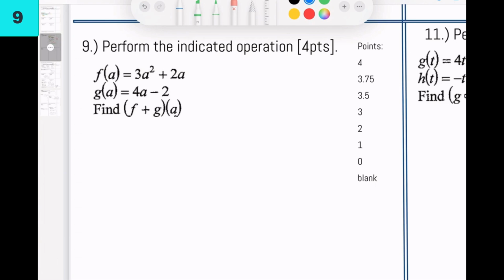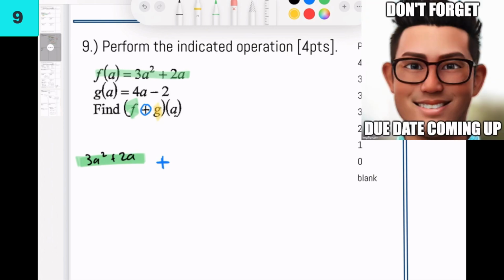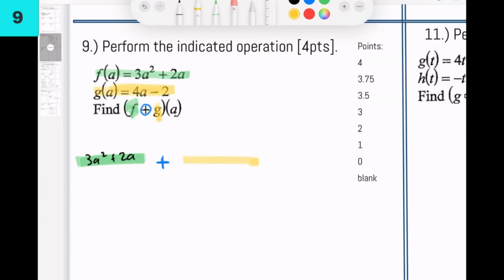Number 9 here, perform the operation. It's telling me to add these together. So f is here. I'm going to put that here. So 3a squared plus 2a. And then g is going to go here.